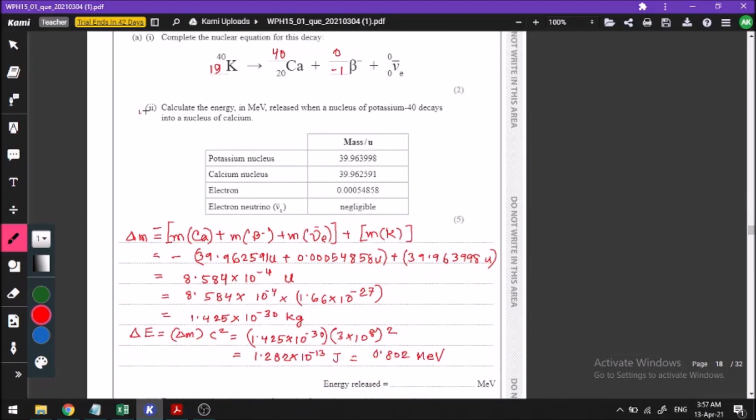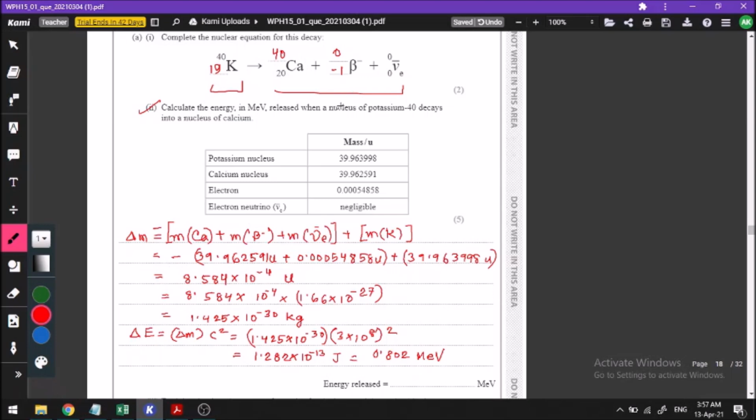So for A2, the situation is that the potassium nucleus breaks apart. It breaks into calcium, beta, and the electron neutrino. What happens is the mass of the potassium nucleus is higher than its fragments. So this mass, the mass of the potassium nucleus, is higher than the fragments.